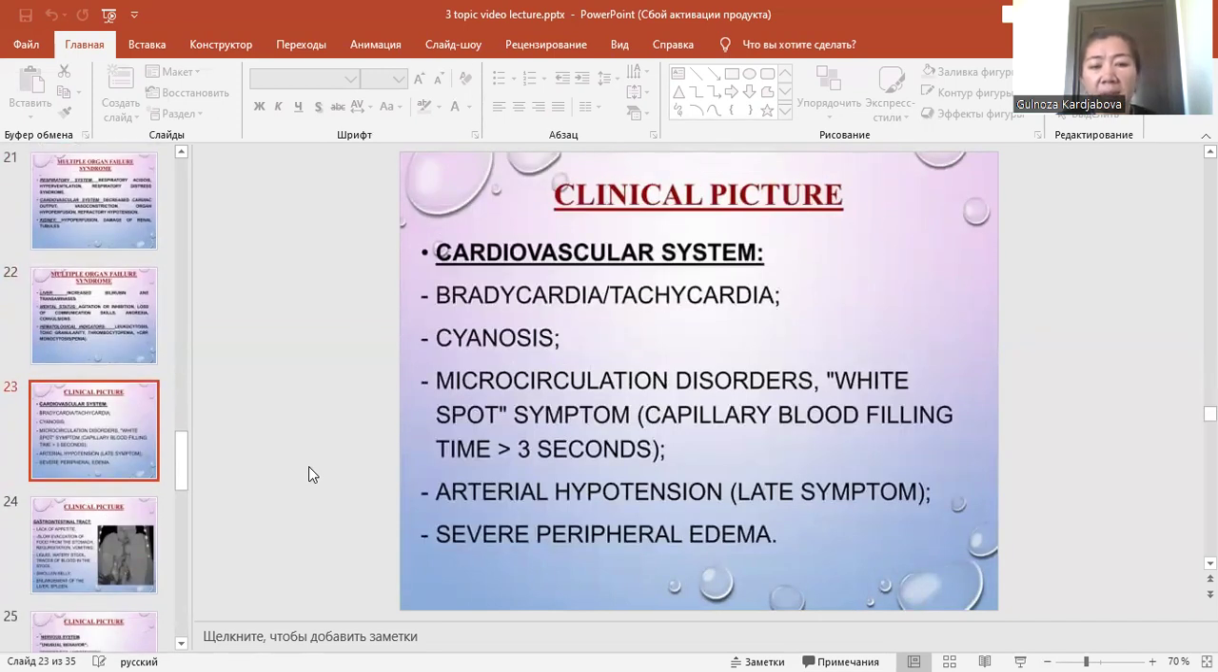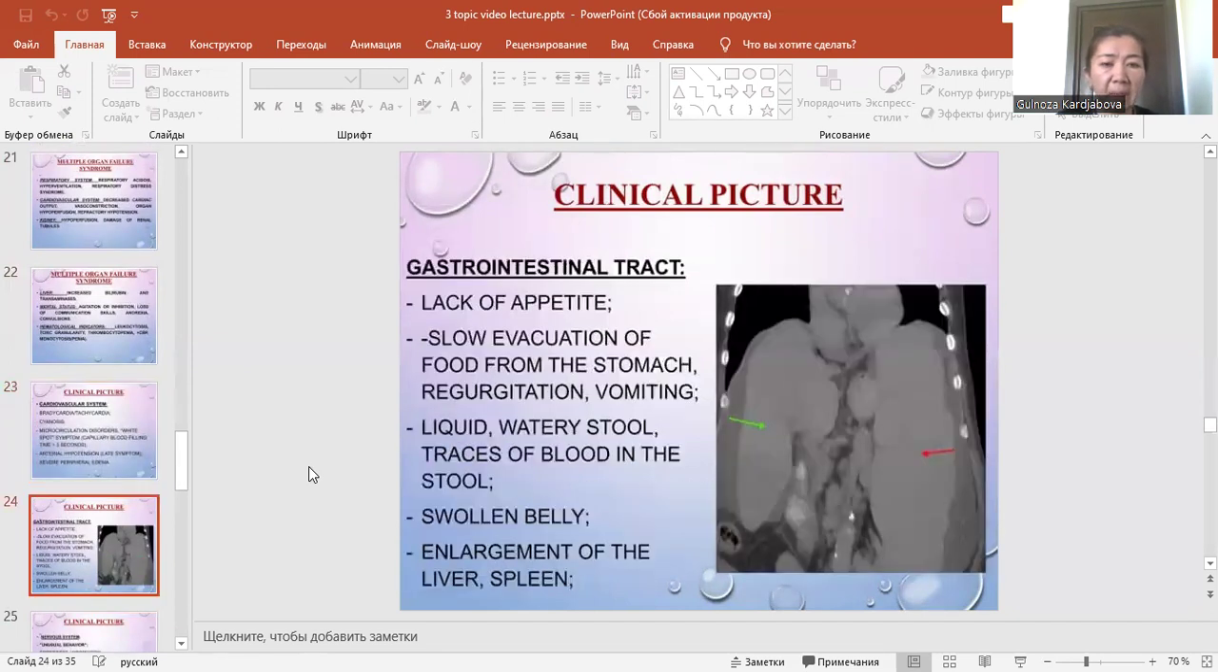Clinical picture: the cardiovascular system will present with bradycardia or tachycardia, cyanosis, microcirculation disorders, white spot symptom, capillary blood filling time more than 3 seconds. Arterial hypotension; a late symptom is severe peripheral edema.